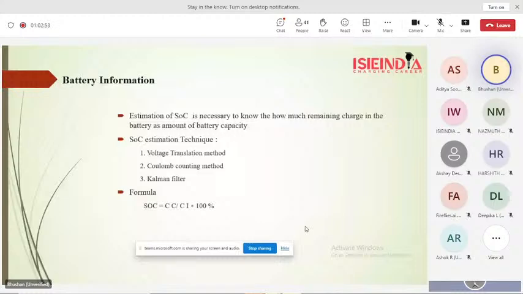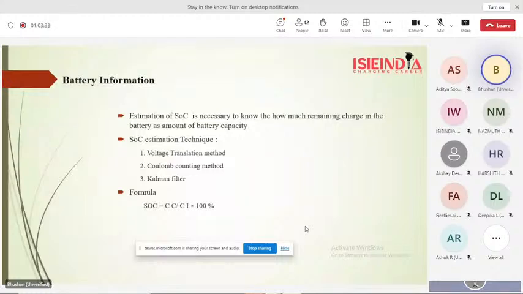And the Kalman filter is the best method for SOC. It is based on the battery model, with voltage and current estimations. Based on these parameters, voltage, current and temperature, we have some formulas and an algorithm for estimating, and then based on that we calculate the SOC. In the Kalman filter there is a prediction and also an estimation, and based on the difference between these two values, we find the SOC.